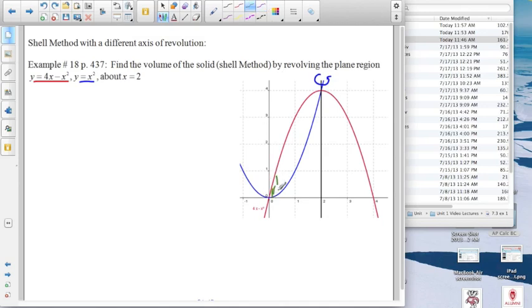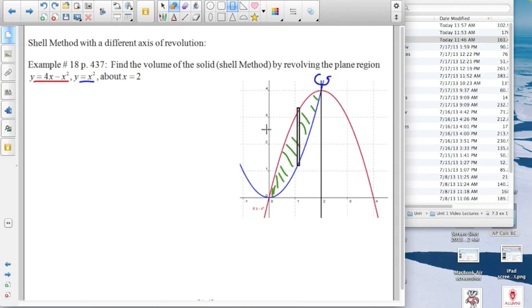And so it gets a little more complicated here. We're going to look at this green region and rotate it about the line x equals 2. When we look at this, the incremental rectangle looks something like this. And again, if you notice, it doesn't come all the way down to the axis, so we're going to have a more complicated h of x function.